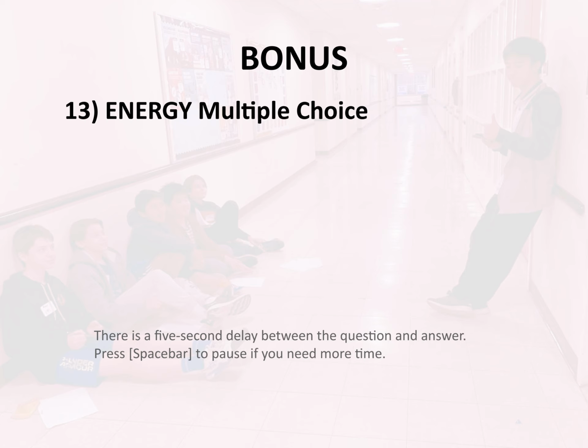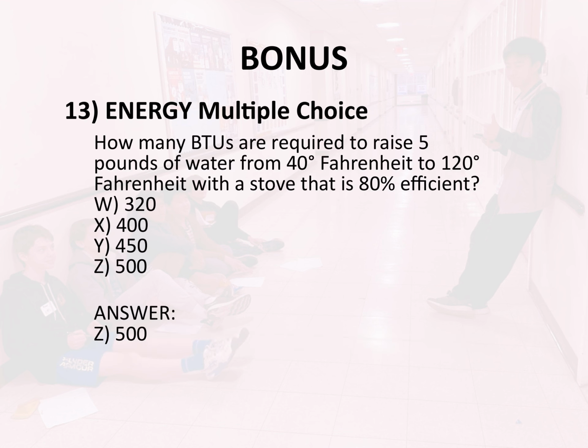Bonus 13. Energy. Multiple choice. How many BTUs are required to raise 5 pounds of water from 40°F to 120°F with a stove that is 80% efficient? W. 320. X. 400. Y. 450. Z. 500. Answer: Z. 500.